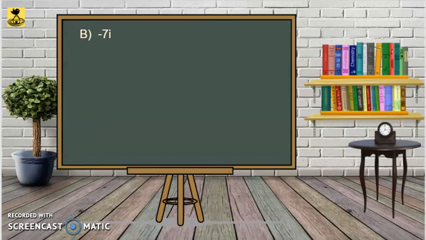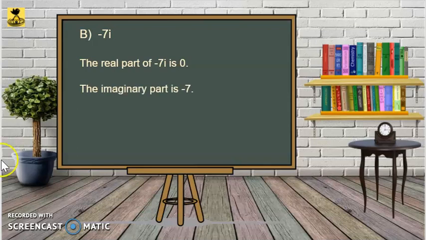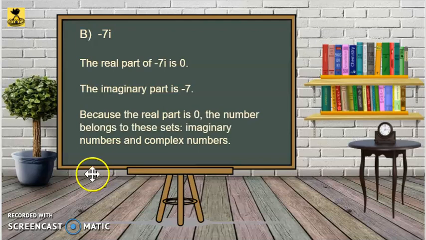So let's have another one, -7i. What is the real part of this imaginary number or complex number? The real part of -7i is 0, and the imaginary part is -7. Which set of numbers does it belong to? Because the real part is 0, the number belongs to these sets: imaginary numbers and complex numbers.